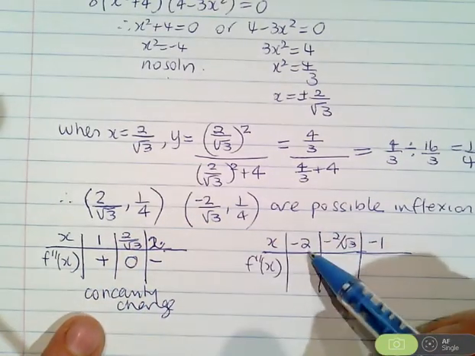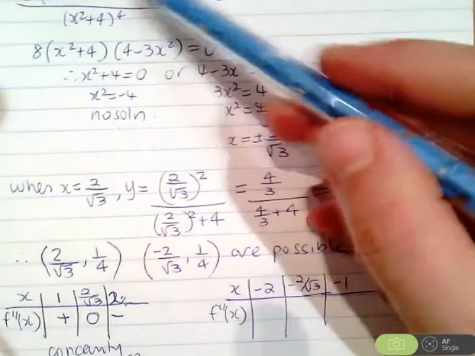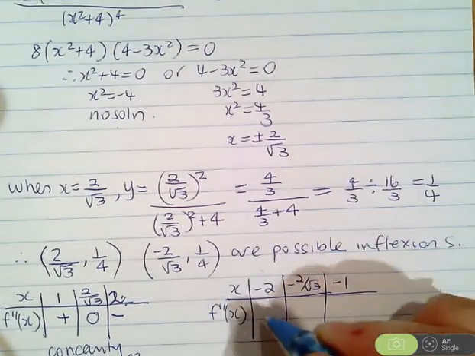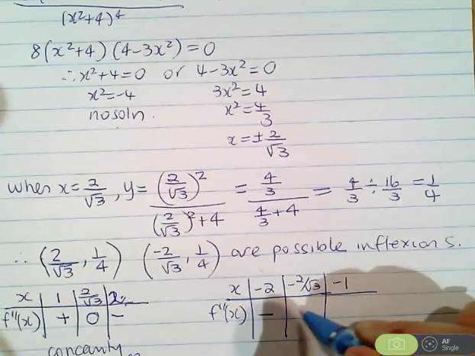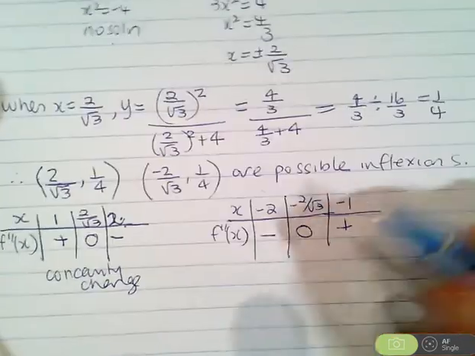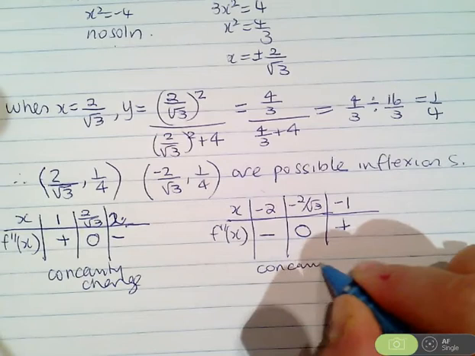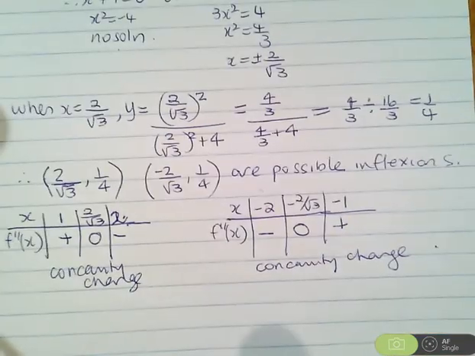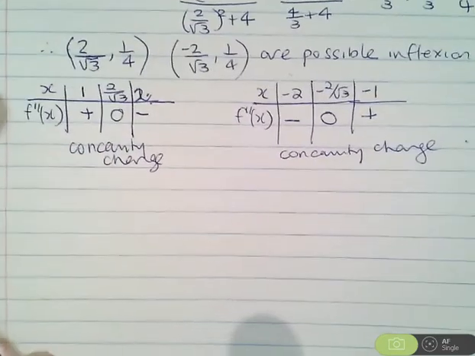Now here, when you substitute these values into that, because they're all squared, you're going to get the same values for 2 and negative 2. So this one will be negative, this one will be 0, and this one will be positive. And you also have a concavity change. So I think we've got enough information now to do our graph.